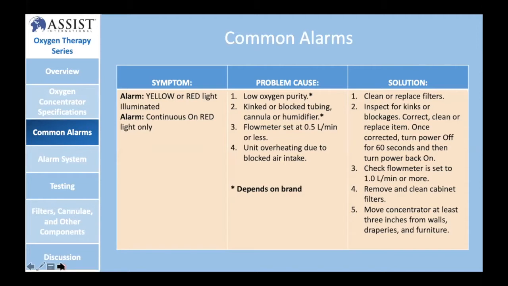Make sure there are no kinks or blockages in your circuit, and make sure the humidifiers are clean and there's no blockage in there. And if it is due to kinks or blockages, once you resolve that issue, you can turn the device off for about 60 seconds and turn it back on, and you'll typically see that the light won't be illuminated. Make sure if it's because of the flow meter being set to less than 0.5 liters per minute, you change that to at least 1 liter per minute.